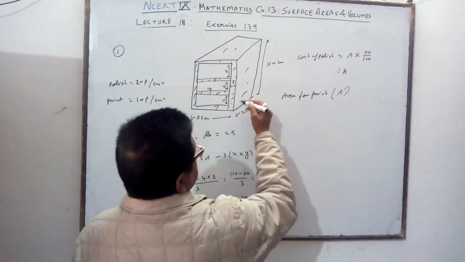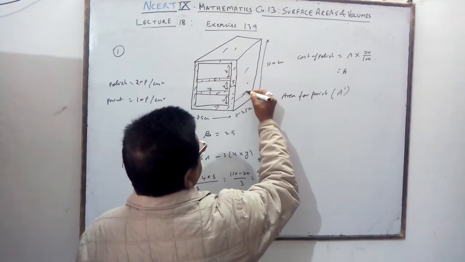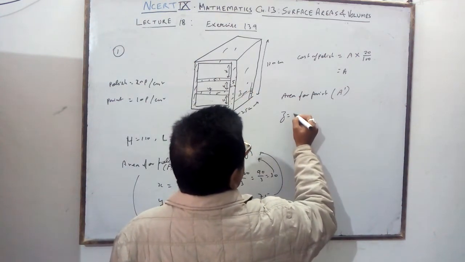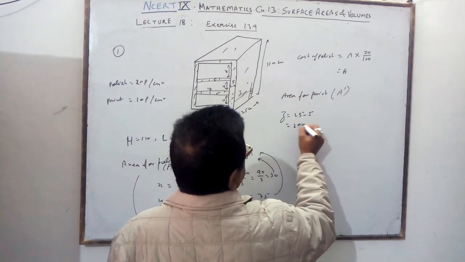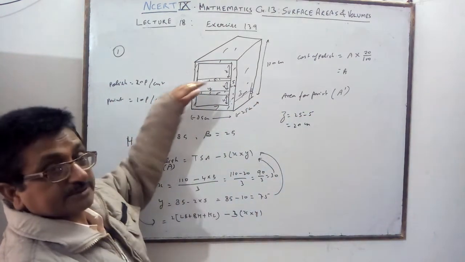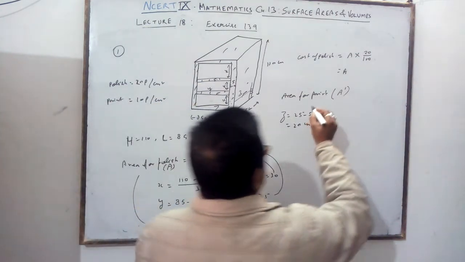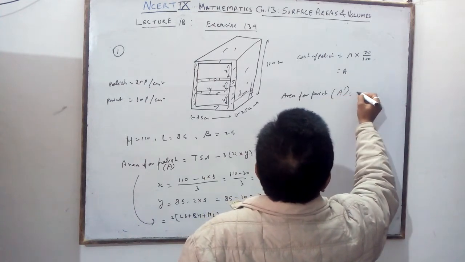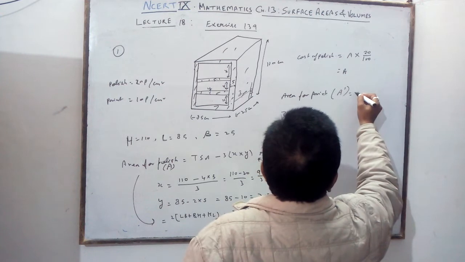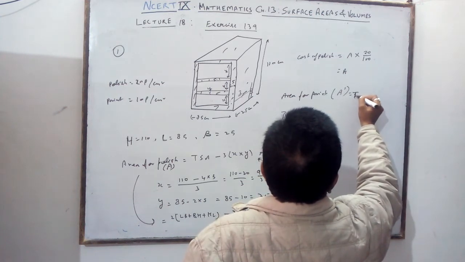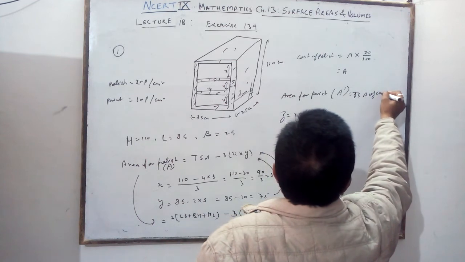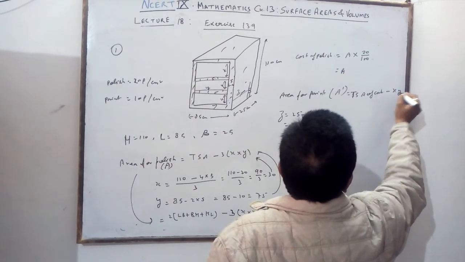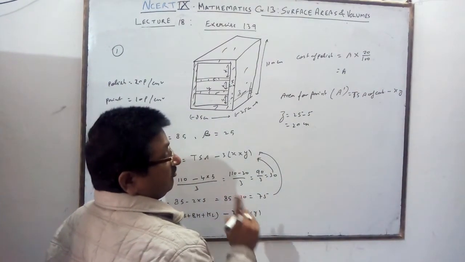Suppose this inside depth is Z. It is given 5 centimeter you left here. So Z is equal to 25 minus 5, that is 20 centimeter. It is the depth of the cabinet, which is 25 centimeter. So area of paint is equal to twice the TSA of the cabinet minus X into Y. It is for 1. Area for paint of 1 cabinet.